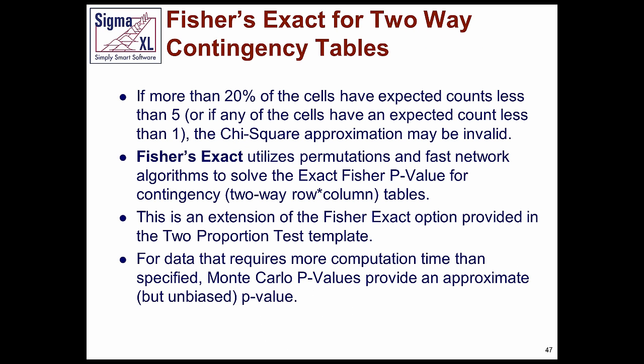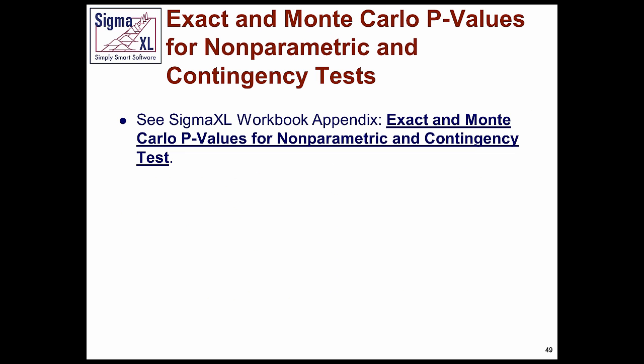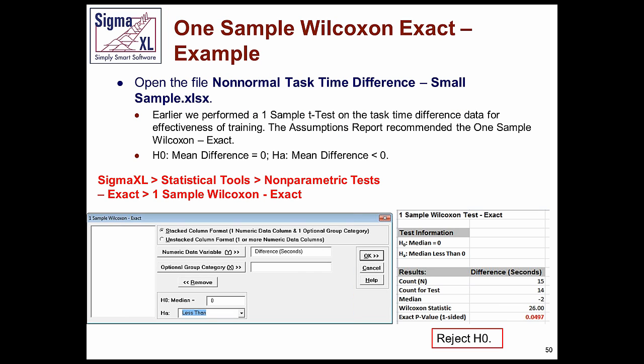So in version 6.2, we included Fisher's exact for the two proportions. Now we've expanded it so Fisher's exact will work on a full contingency table or two-way row by column or pivot table. Of course, more information on this in the appendices of the workbook. And with that, we'll look at some examples.